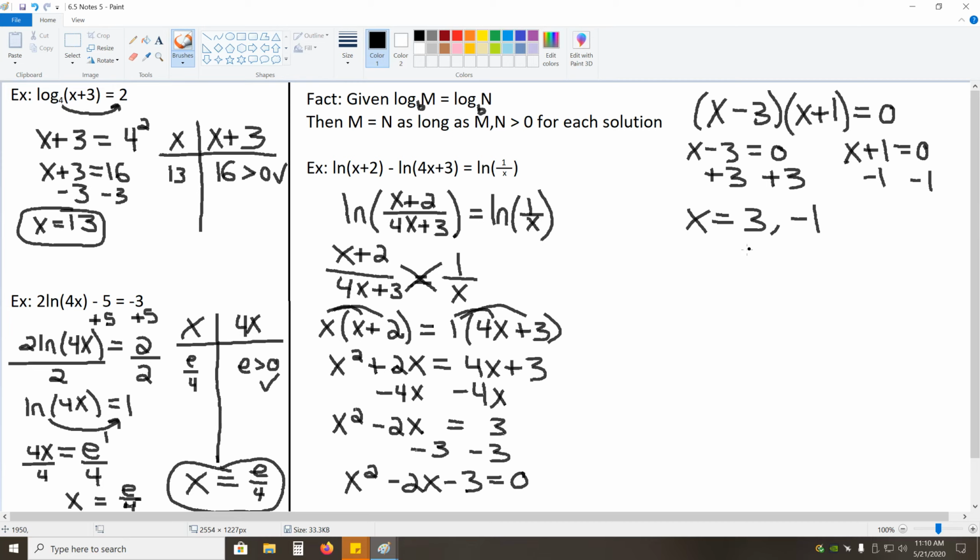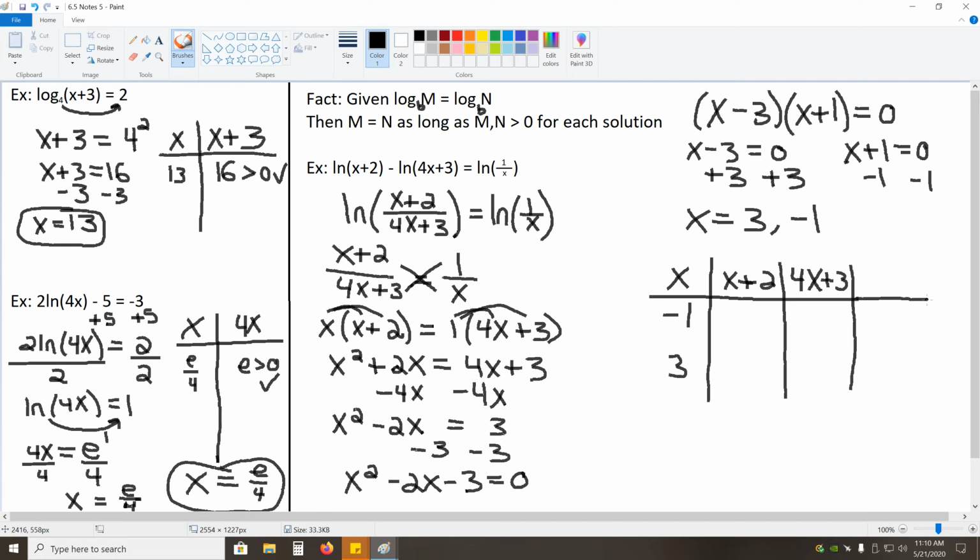Are these both our answers? Well, we have to make sure. Maybe neither of them are, maybe only one of them is, maybe both of them are. So we're checking negative 1 and positive 3, and what are we checking them in? x plus 2, 4x plus 3, and 1 over x.